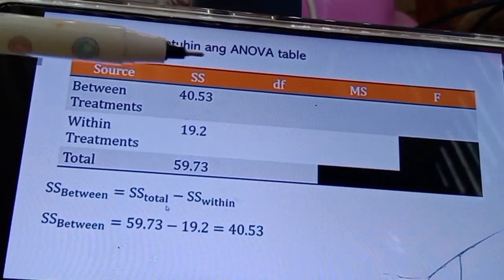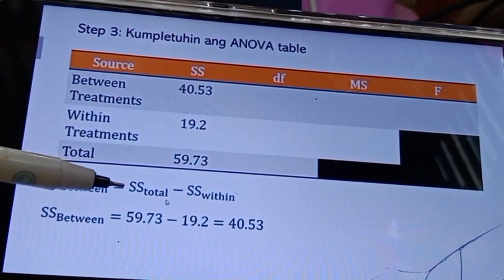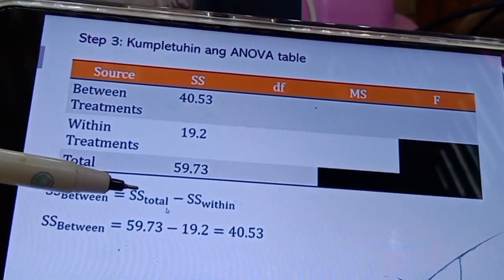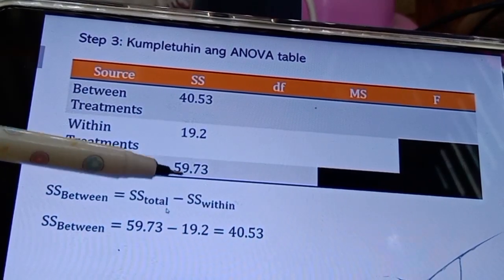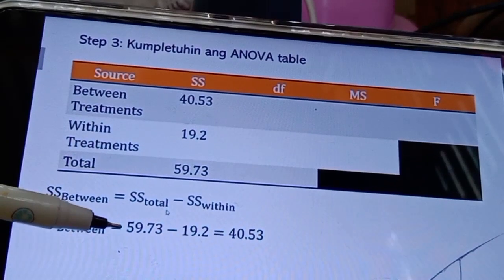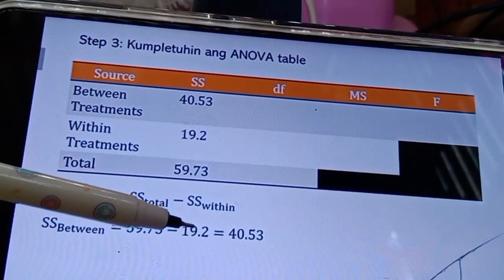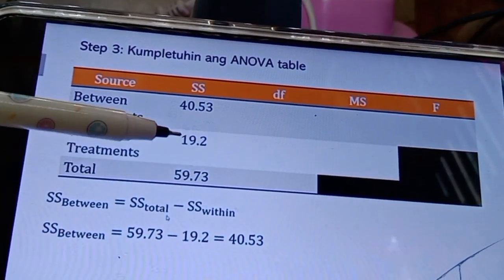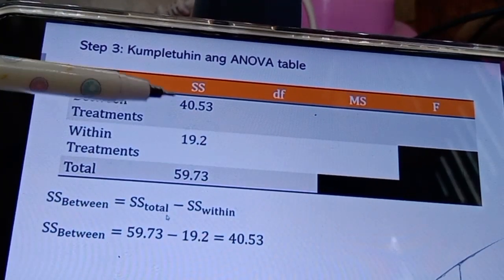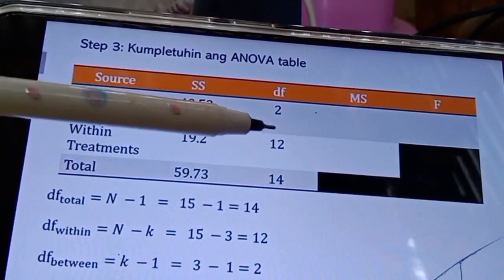Next naman is yung sum of squares between treatments. Ito yung formula niya, madali lang. Sum of squares between is equal to sum of squares total minus sum of squares within. So, is equal to 59.73 which is yung total minus 19.2 which is yung within. It's equals to 40.53. So, dito natin siya ilalagay sa between treatments.